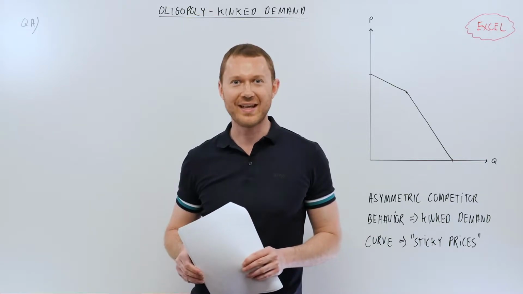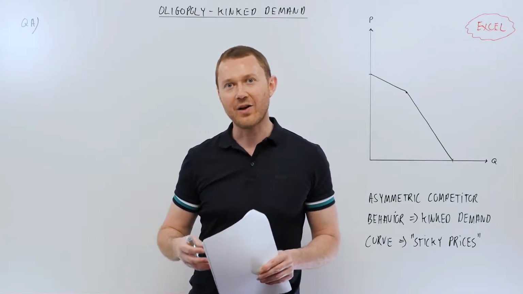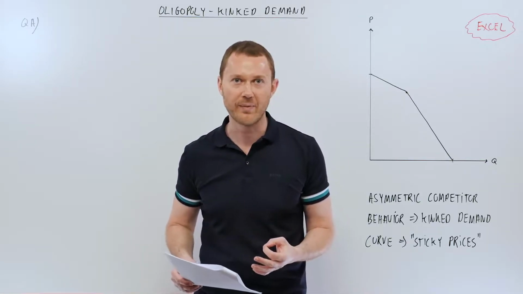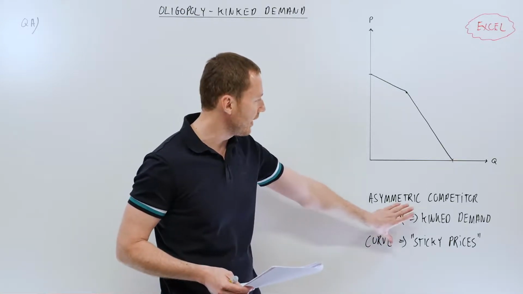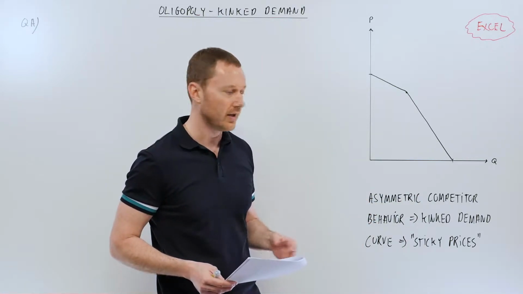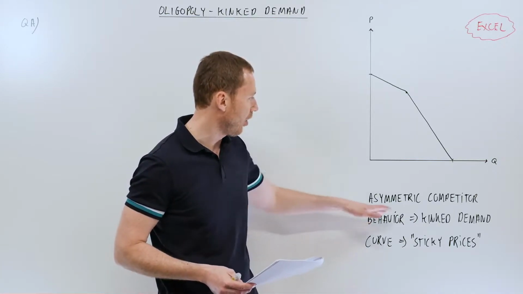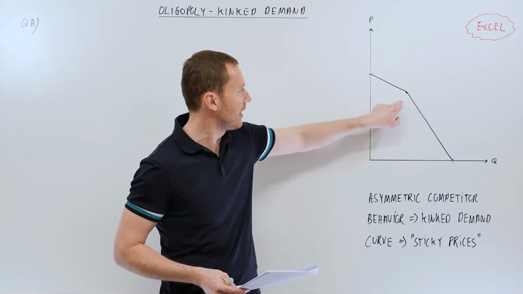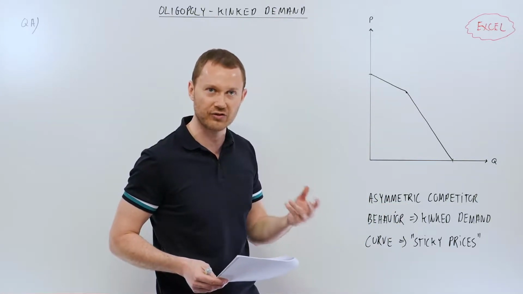Okay, welcome to the exercise on the kinked demand curve, which you'll see in oligopoly. So the headline here is oligopoly and kinked demand curve. I've made a quick graph of the kinked demand curve over here and put in some key points down here. The kinked demand curve stems from what is called an asymmetric competitor reaction, or asymmetric competitor behavior. That is what you see here. That is why you get the kink. It's because of that behavior. I'll return to that in just a moment.